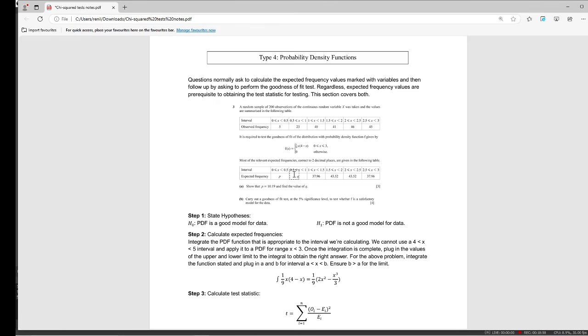So first step, hypothesis. Extremely simple. PDF is a good model for the data. Our alternative hypothesis would just say the opposite, which means PDF is not a good model for the data. As simple as can be.